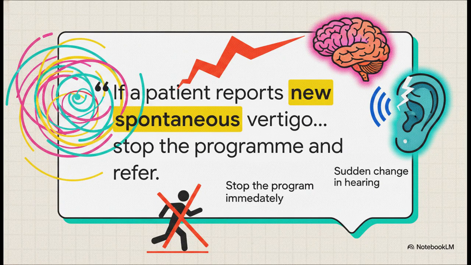So, the crucial point is this. There is a red flag safety contraindication every physiotherapist simply must memorize. If a patient suddenly reports new spontaneous vertigo, new neurological symptoms, or a sudden change in their hearing during the program, stop. Stop the program immediately. You must refer them for a medical review to rule out acute decompensation or sudden sensorineural hearing loss before you ever even think about resuming. That is not a plateau, that is a hard stop.